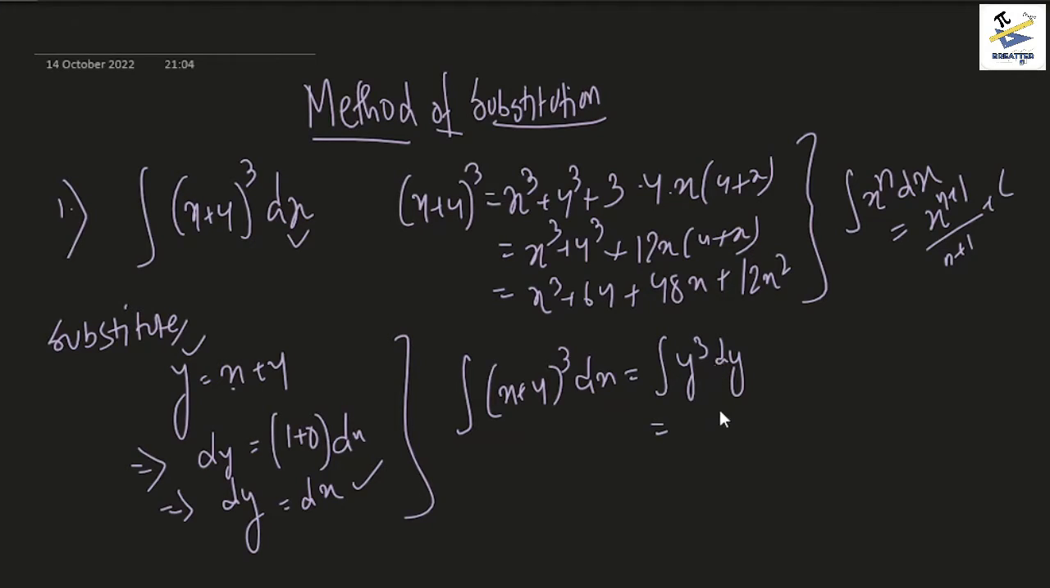Now the integration of y cube dy is just y to the power 4 by 4 plus c, and this can be done because the variable of integration is y here, right? And now after you've got the answer, you put back all the substitutions. So y was substituted as x plus 4, so what you do is x plus 4 whole to the power 4 by 4 plus c, which is the answer.